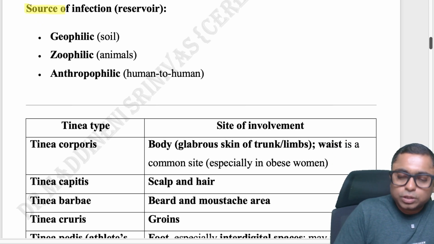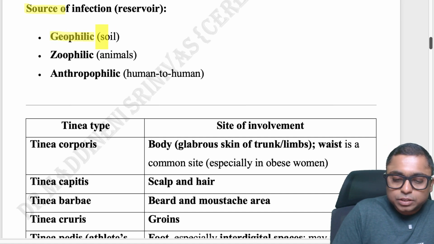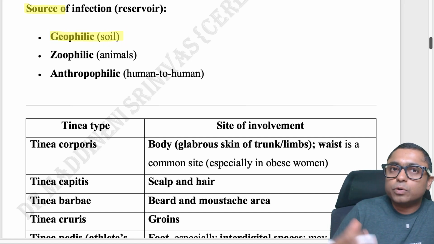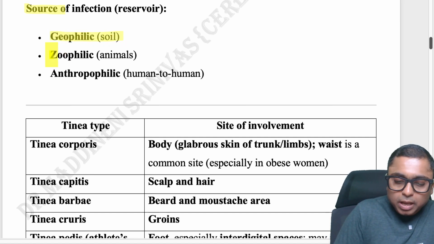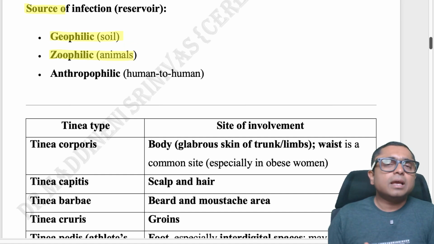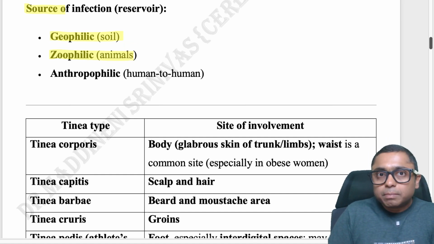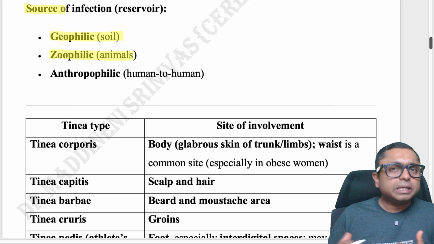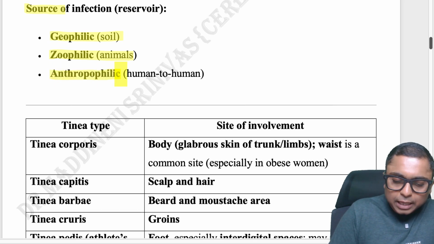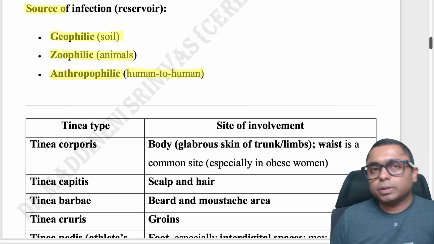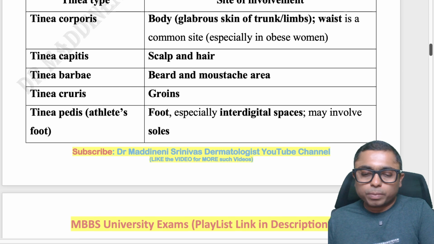So coming to the source of infection, remember we have geophilic, which are acquired from the soil; zoophilic, which mainly infect animals, and from animals human beings can acquire the infection; and anthropophilic, finally human to human. This is also one of the common routes.